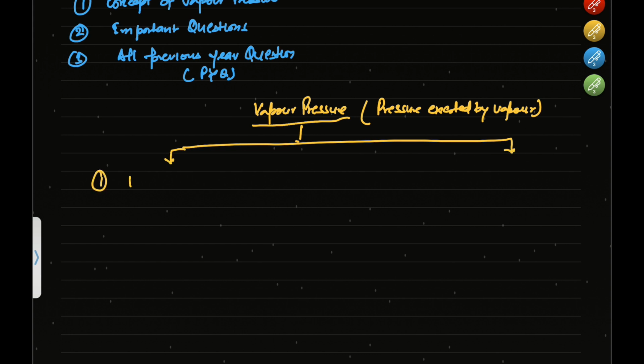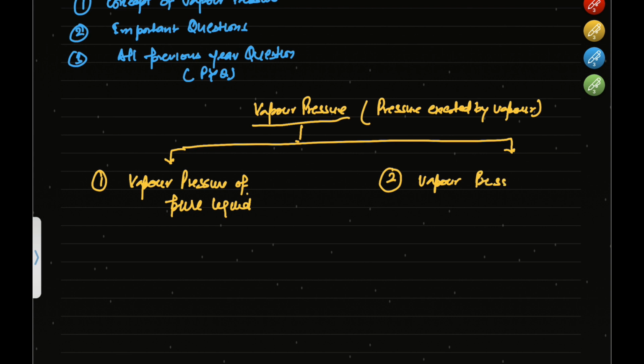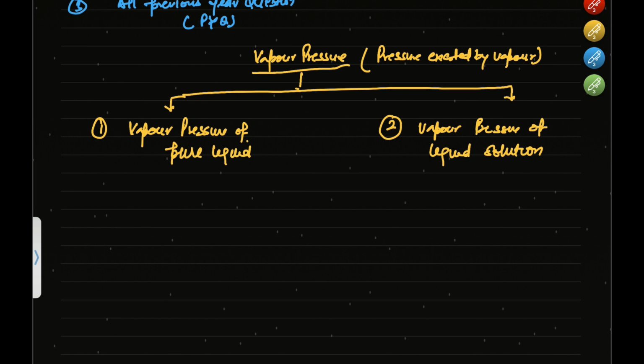Number one, vapor pressure of pure liquids. Second, vapor pressure of liquid solution. Okay, vapor pressure of the pure liquid.